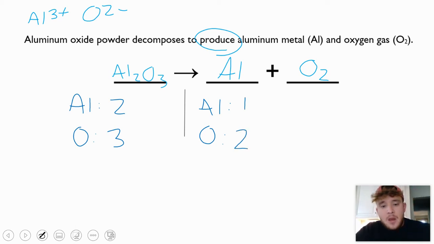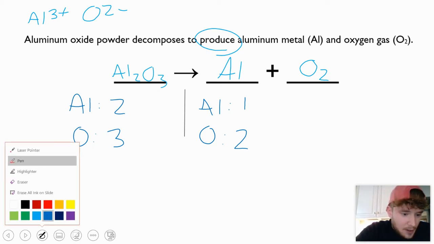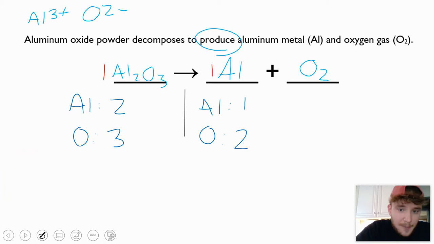Okay, well, why not just start balancing it out? We're assuming we have 1 of each of these compounds. And we recognize that we're going to double our aluminum on the product side. So we're going to change that 1 to a 2, and now that doubles our aluminum. Okay, so now that's even. But now we come down to oxygen. We recognize that needs to be evened out.